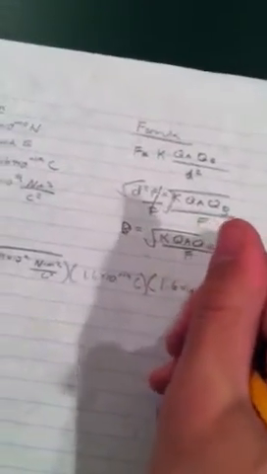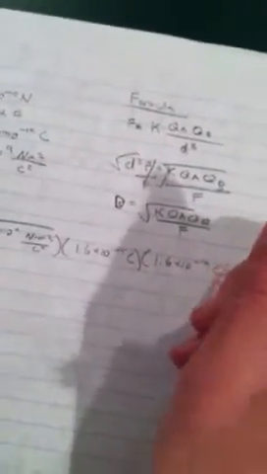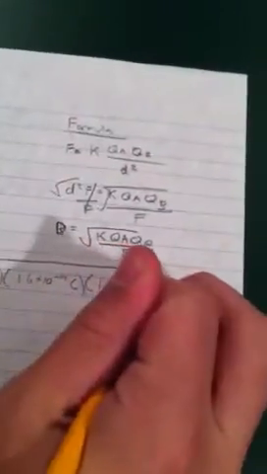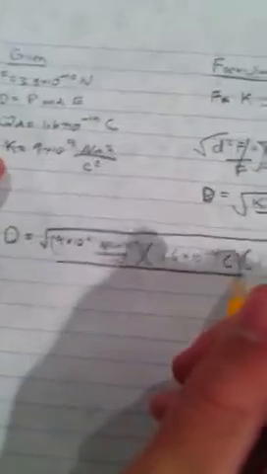times 1.6 times 10 to the negative 19th coulombs, which is the charge on the second, either proton or electron, since they both have the same amount of charge, just either positive or negative, and divide that by the force, which is 3.5 times 10 to the negative 10th newtons.